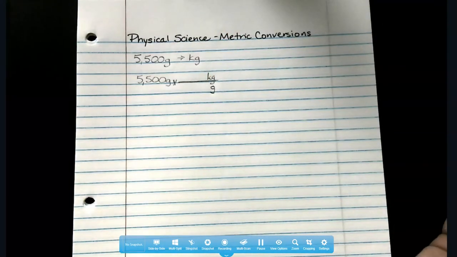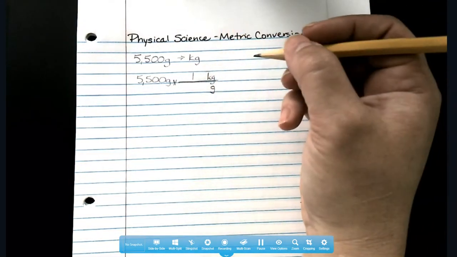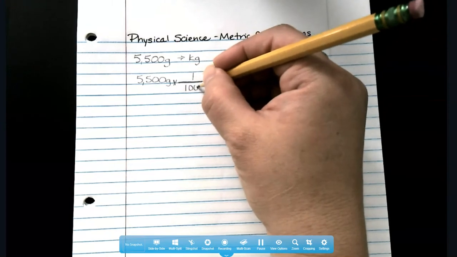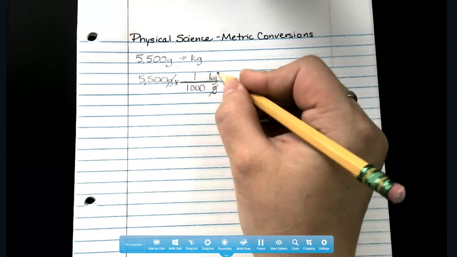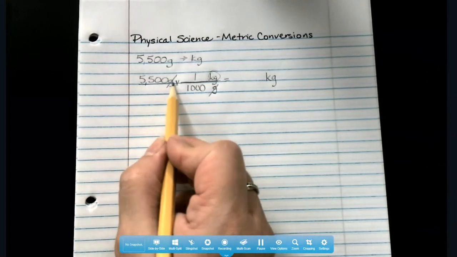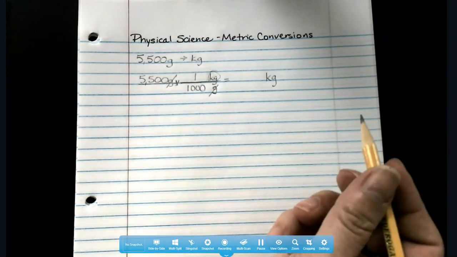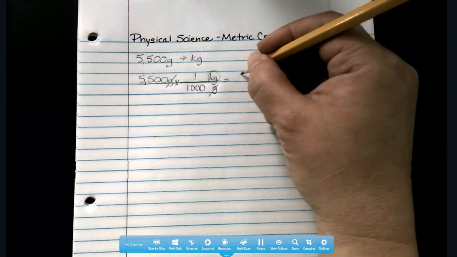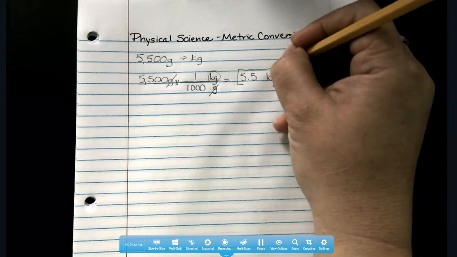Which one is bigger? Well, the kilogram is bigger, so it gets the 1. That prefix kilo means 1,000. So now I can cancel these, and I'm left with kilograms, which is what I wanted to do. So my answer is going to be in kilograms. Now, I take whatever's on top, so 5,500 times 1, divide it by 1,000. When I do that, it's going to give me 5.5 kilograms.